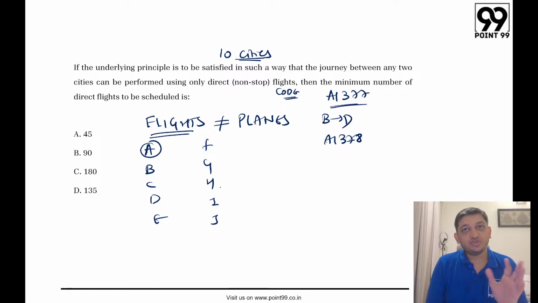So how many flights should be departing from A in the morning? There should be 9 different flights departing from A in the morning, because I need to have a direct, non-stop flight, right? So 9 flights are needed from A.